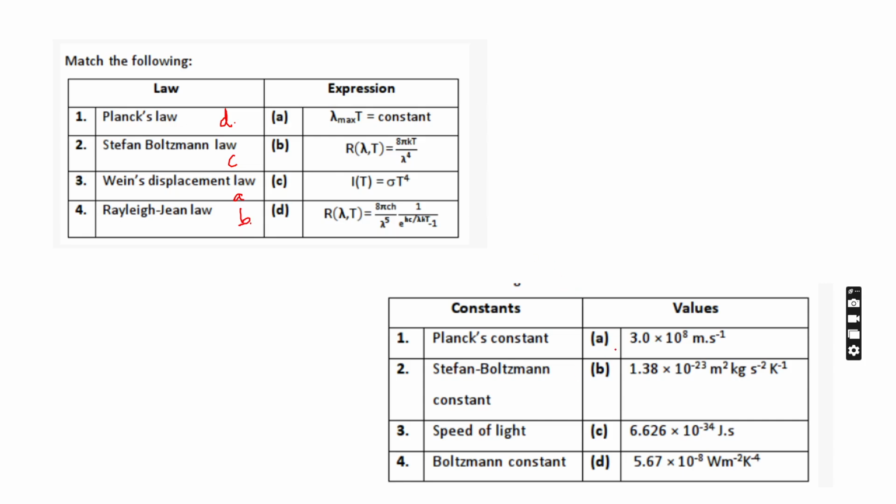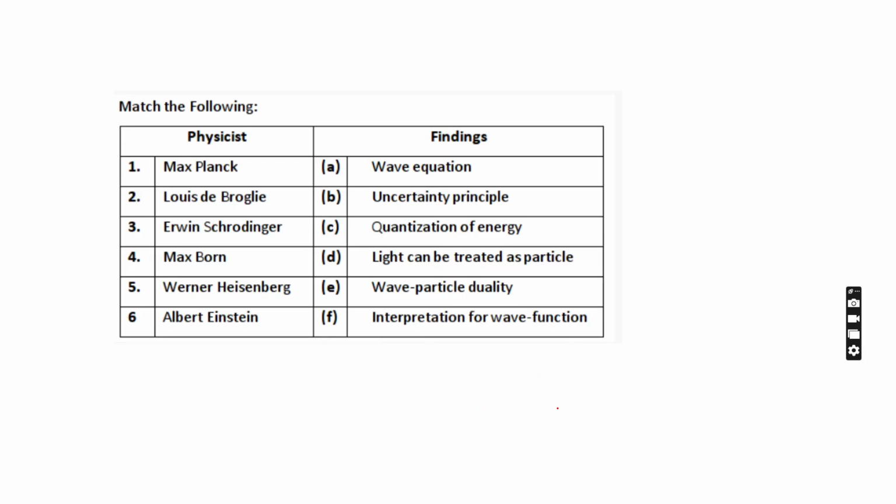What about this? Planck's constant C, speed of light A, Boltzmann constant B, then Stefan-Boltzmann constant D. Yes, correct. No, this one.